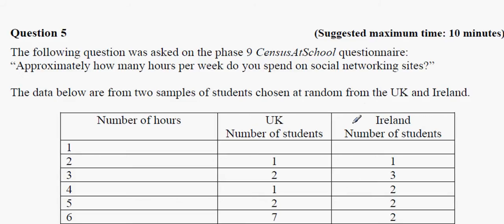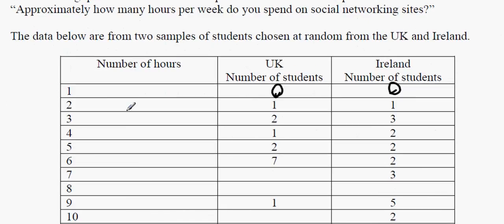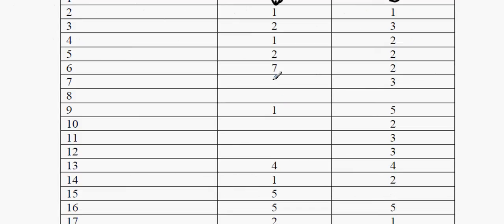Okay, number of hours. 0 people spend only 1 hour. One person from the UK spends 2 hours, and one person from Ireland spends 2 hours. 2 people from the UK spend 3 hours, and 3 people from Ireland spend 3 hours. This is the way the table works. You can see that nobody from the UK spends 7, 8, 10, 11, 12.